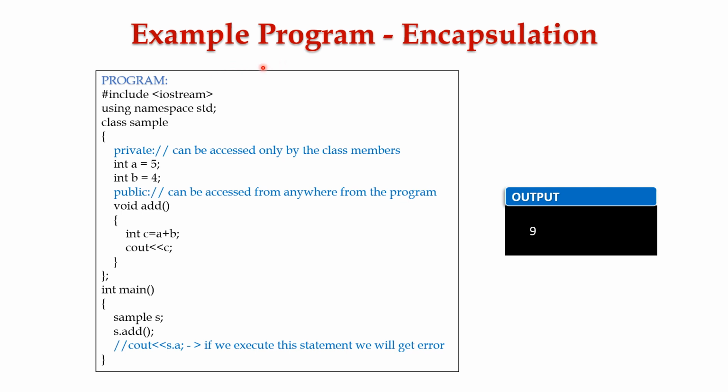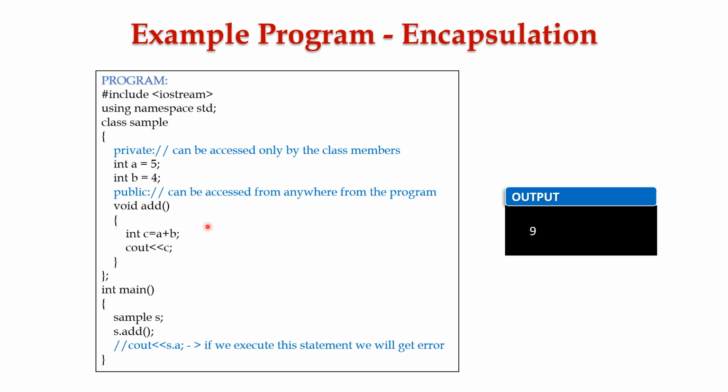Let's explore this example program. Here, the variables are declared using private access specifier, which cannot be accessed outside the class. Member functions are declared using public access specifier, which can be accessed outside the class. In main function, the object s of class sample accesses the add member function since it is declared as public. The next statement, s.a, tries to access the private variable A, which is declared in class sample. If we execute this statement, we will get an error, since the statement is trying to access the private variable which is declared in class sample.